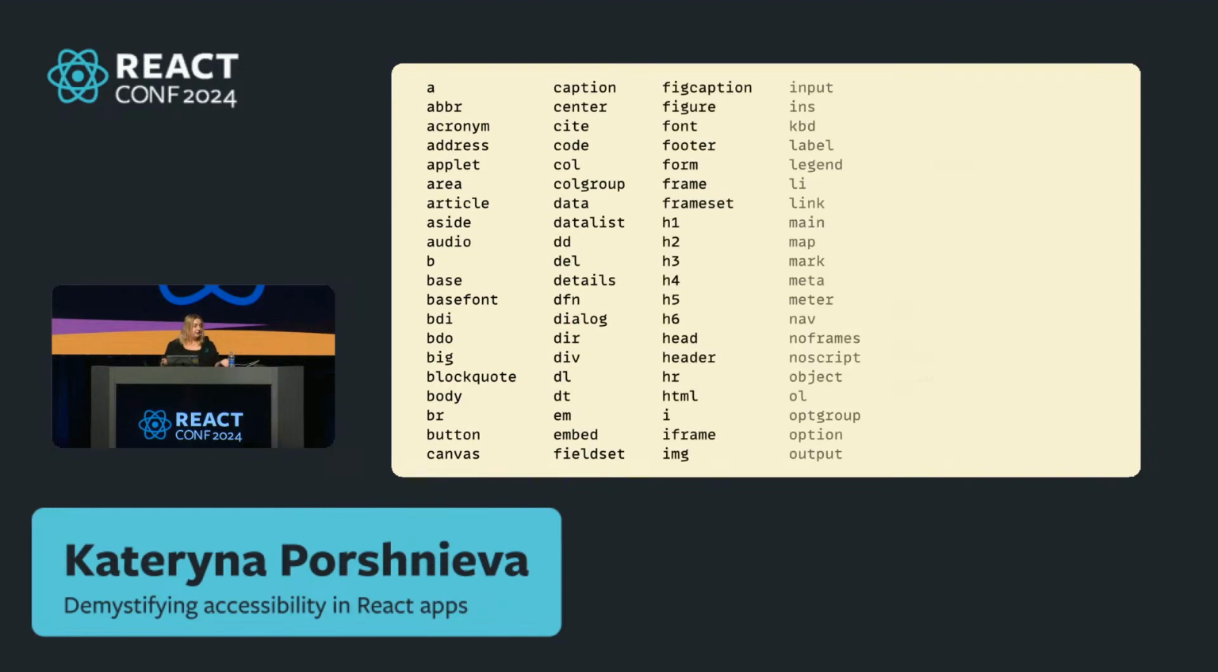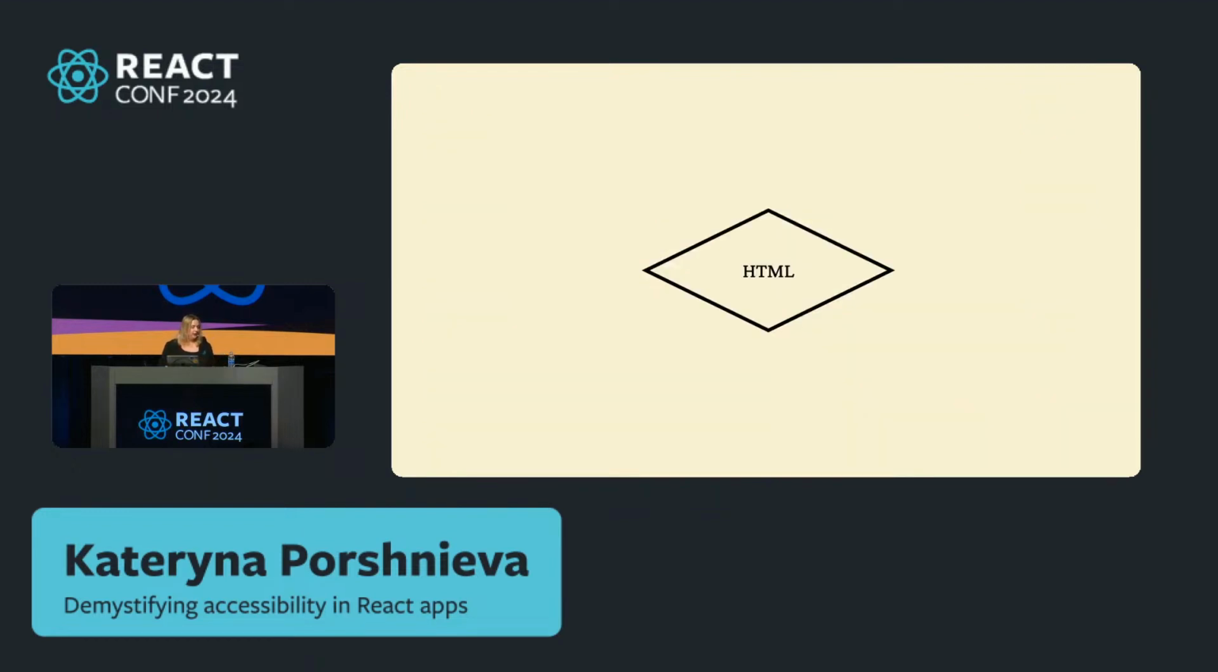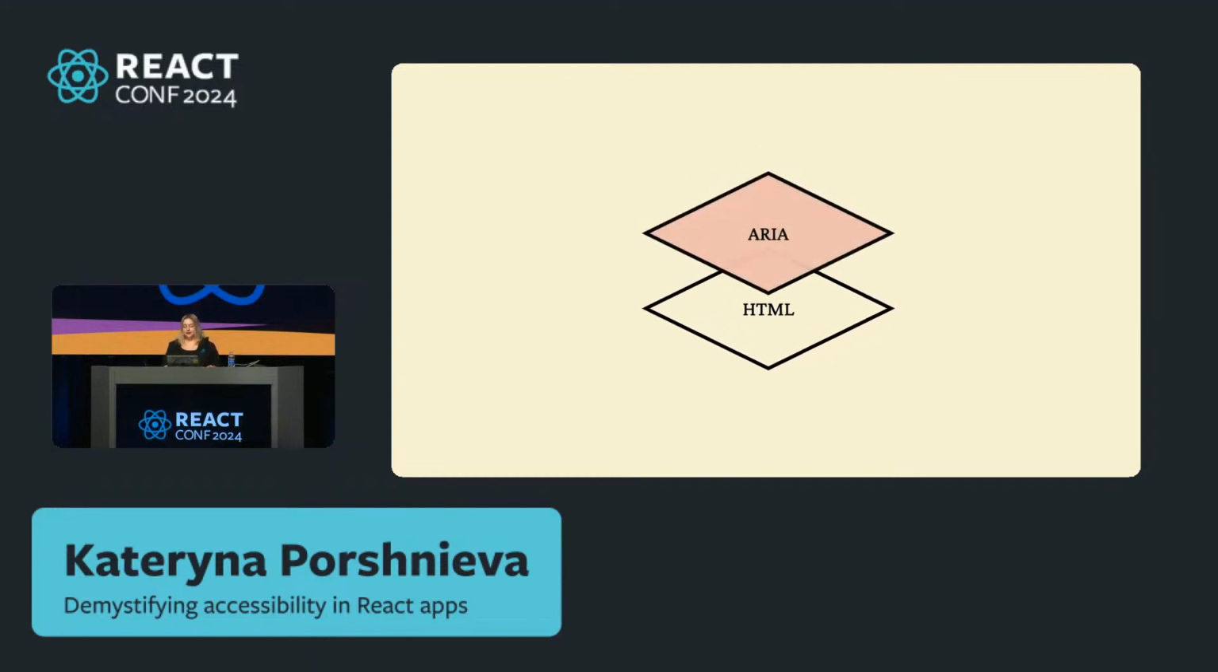And there are over 100 different HTML elements that we can use that all come with built-in semantic roles, states, and other attributes. And by using them, we can get a lot of built-in behaviors for free, but also make our code more meaningful and accessible. However, sometimes for modern UIs, native HTML might not be enough. So in those cases, we can use ARIA.